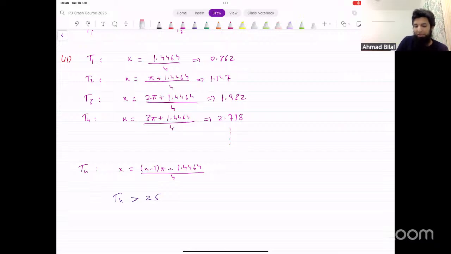Or a relatively easier way of thinking about this could be that you find the differences between these values.